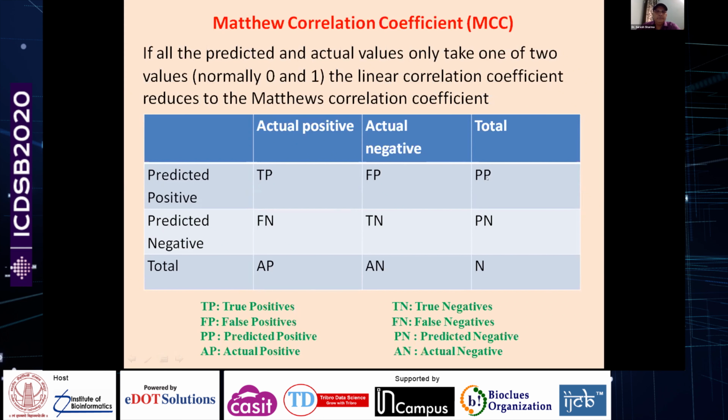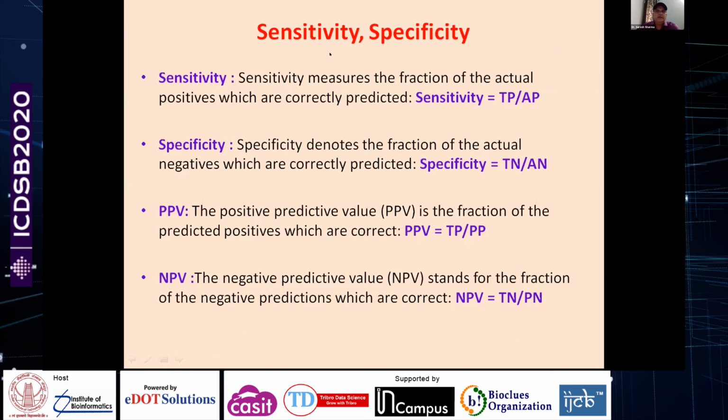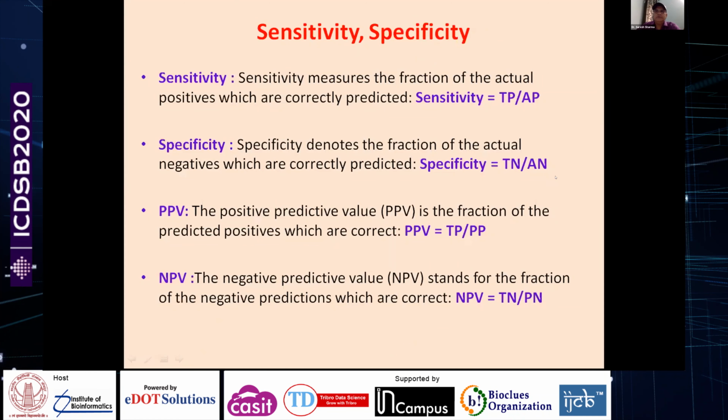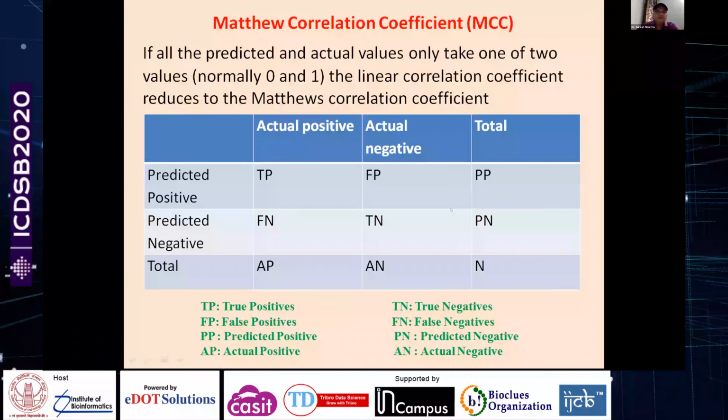And this is called PP, the predicted positive. If you take the sum of these two, this is the predicted negative, and these are the actual positive and actual negative. Based on this diagram, we look at the Matthews correlation coefficient. First of all, we look at the sensitivity. Sensitivity is nothing but TP, the true positive divided by the actual positive. What is specificity? Specificity is true negative divided by the actual negative.